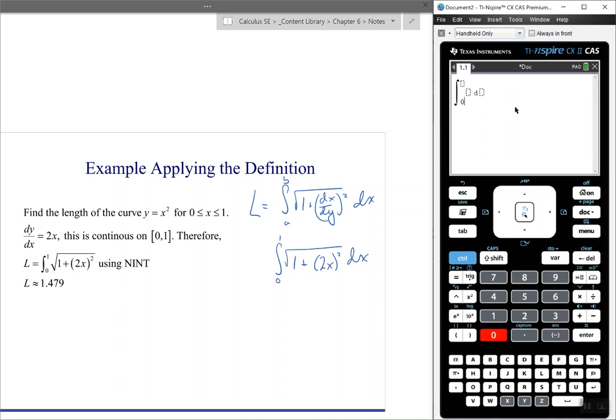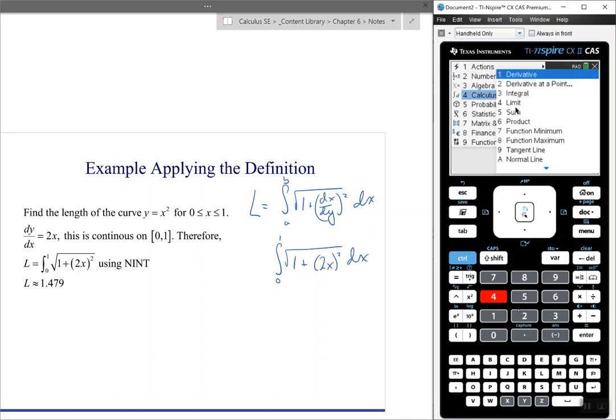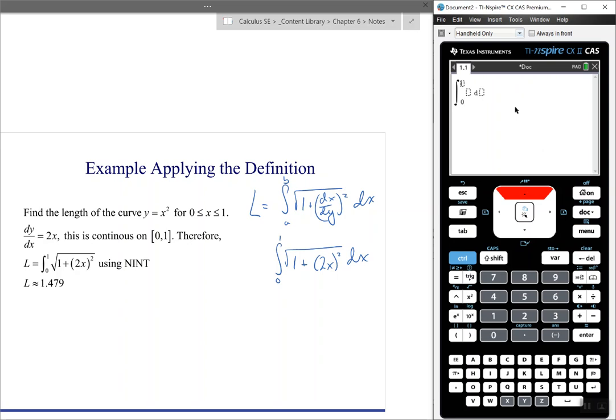Okay, so we set it up 0 to 1. And we've got the square root of 1 plus this. How do I get all the way out there? I don't know. We'll try this again. So 0 to 1 of the square root of 1 plus quantity. Make sure that's a quantity. We don't want 2x squared. We want (2x) quantity squared dx. And it should give us the answer of 1.479.